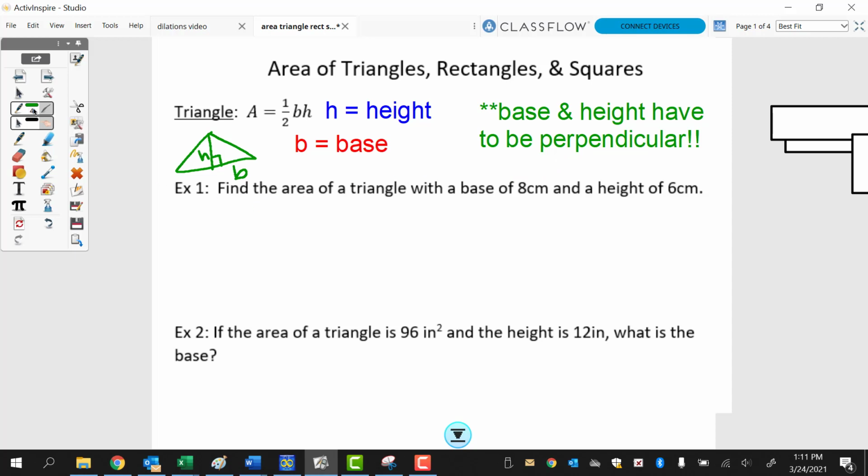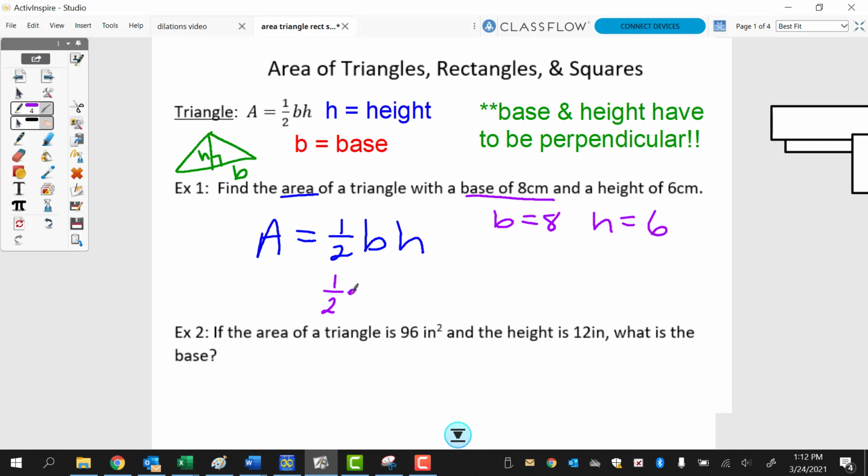So number one is pretty easy for us. They said find the area of the triangle with a base of 8 and height of 6. Basic, easy. We're finding the area, so we're going to use the formula A equals 1/2 BH. They told me exactly what B and H are: B is 8 and H is 6, so we just have to plug it in. So 1/2 times 8 times 6.